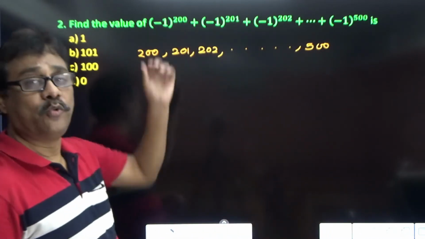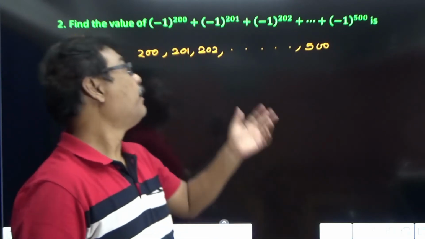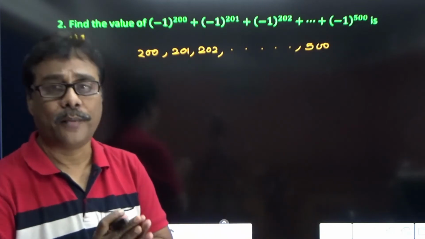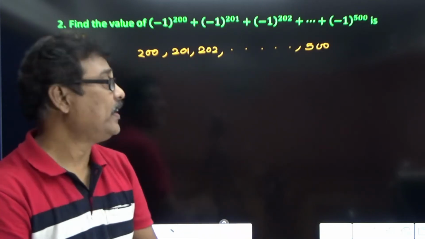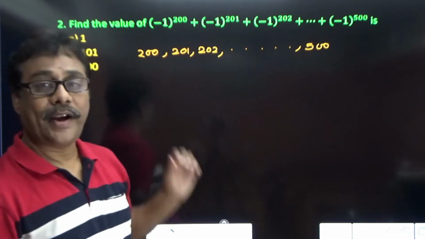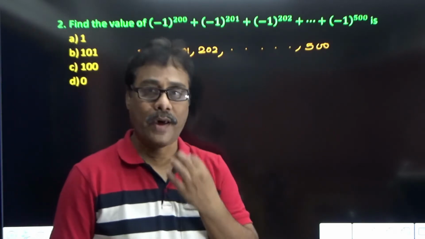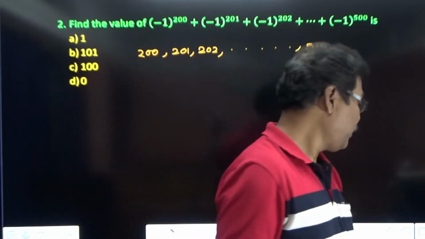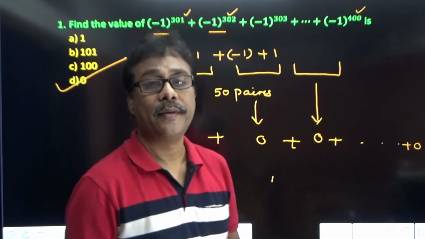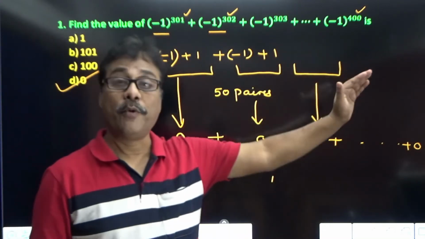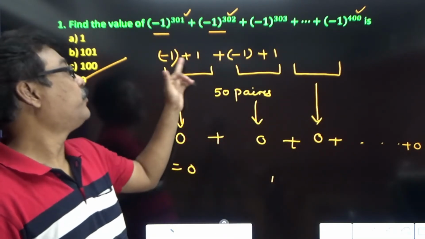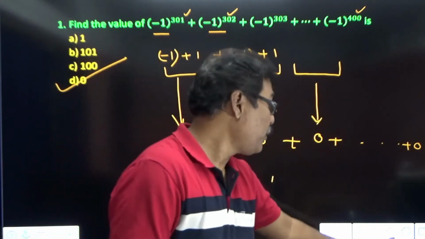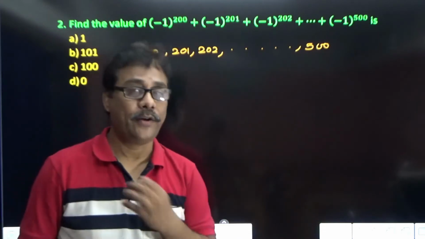This is minus 1 to the power 200, first term, minus 1 to the power 201, second term, like that. How many terms are there? We see 500 minus 200, that is 300, plus 1, that is 301 terms. Just like the previous question, where we had 50 terms and 50 pairs of minus 1 plus 1, minus 1 plus 1, minus 1 plus 1. So here we have got 301 terms.